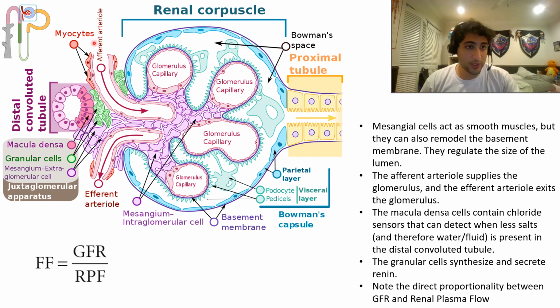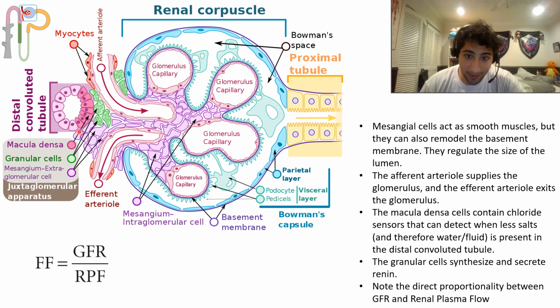Over here, you have the afferent arteriole, and notice that supplies the glomerulus, and the efferent arteriole exits the glomerulus. So your input of fluid, what's going to be filtered, is coming from the afferent. And the outflow of fluid is determined by the efferent, the outflow of fluid through the capillaries. And the macula densa, we already talked about. They detect salt, and when they detect less salt, they'll cause renin to be released by the granular cells.